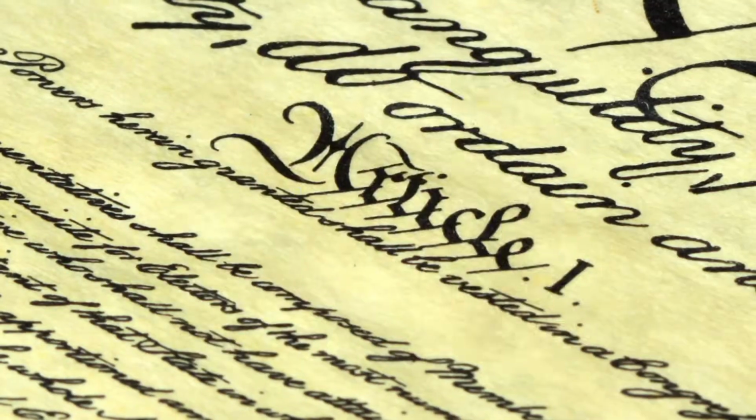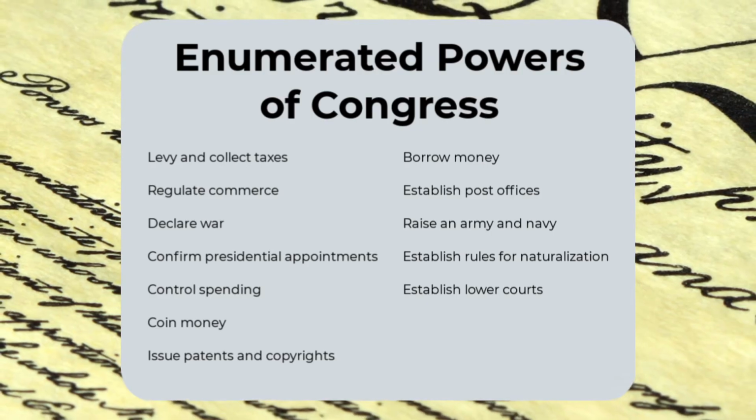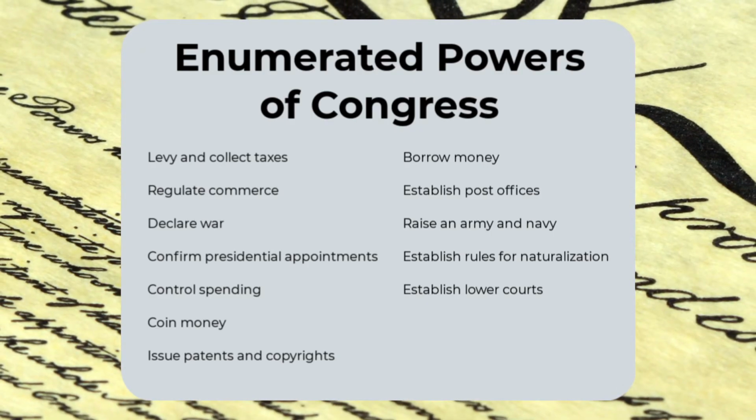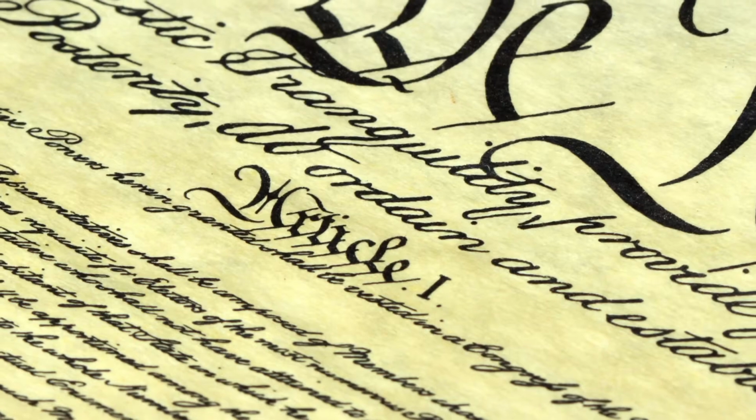Article 1, Section 8 lists the enumerated powers of Congress. These include the power to levy taxes, regulate commerce, declare war, confirm presidential appointments, control spending, coin money, and issue patents and copyrights. Section 8 of Article 1 is also the source of 2 very important clauses in American government.